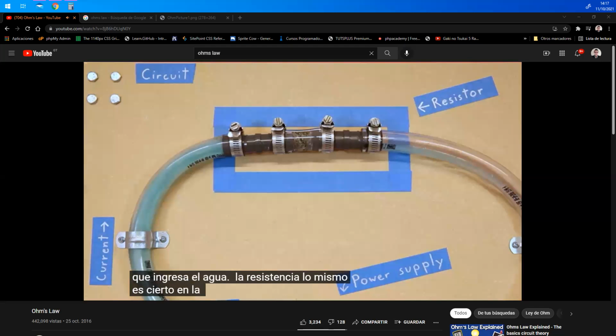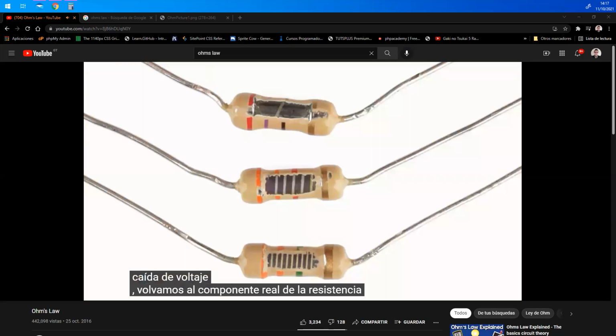The same holds true in electronics. There is a voltage difference between the ends of the resistor when current is flowing through it, and this is known as a voltage drop. Let's go back to the actual resistor component. If you were to slice one open, you would find coils or film of tiny wire or a solid core made of a carbon mixture. However it's made, the resistor acts to impede current.